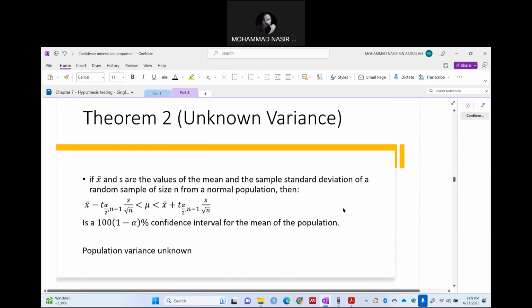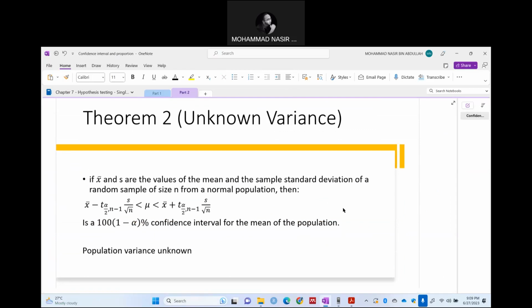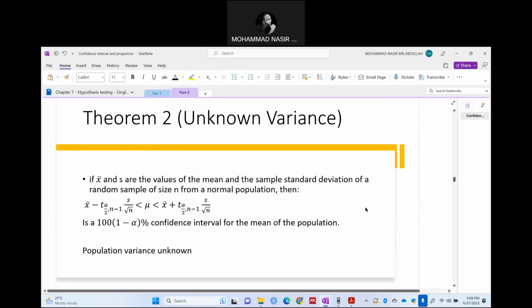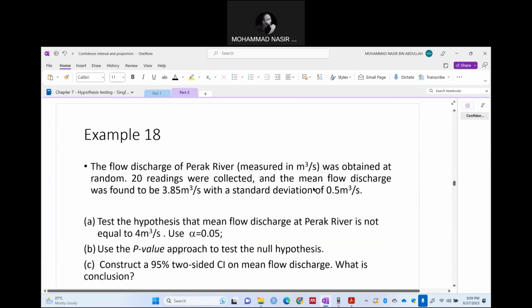This is about T distribution when the population variance is unknown, right? And the sample size is very small. We're going to use T distribution, right? Okay. You all okay? Right. So basically it's a simple thing, right? So just repeat over and over again. So now let's look at example number 18.